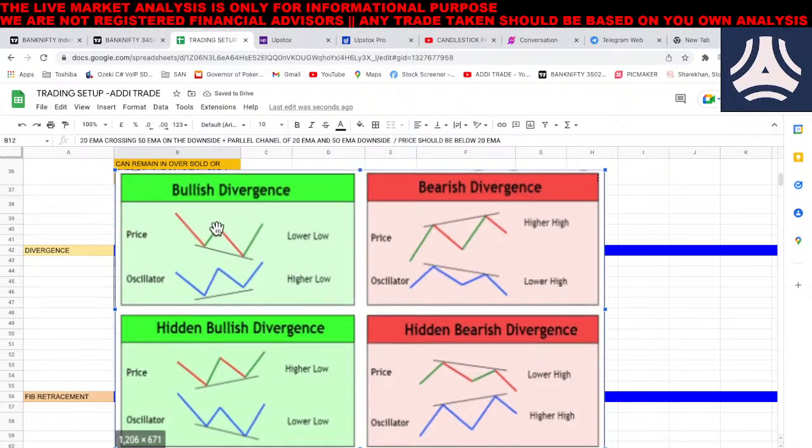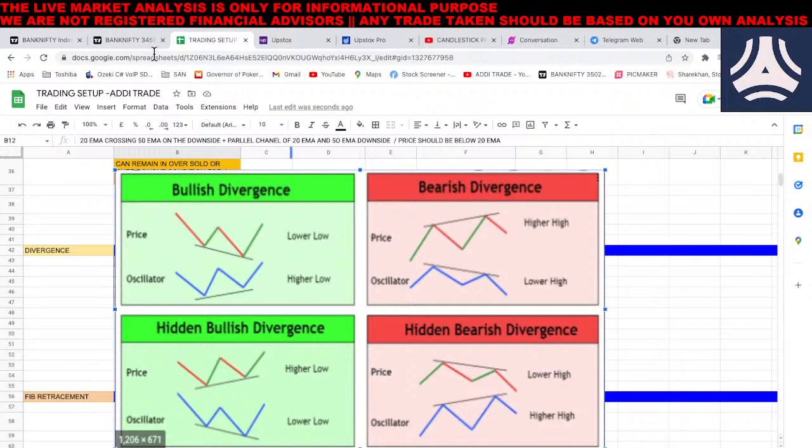See, this is the divergence chart that I have: the bullish divergence, bearish divergence, hidden bullish divergence, and hidden bearish divergence. So first we'll see the bearish divergence. If the price makes a higher high and the oscillator makes a lower low, it is called a bearish divergence, and most likely the price might reverse on the downside.